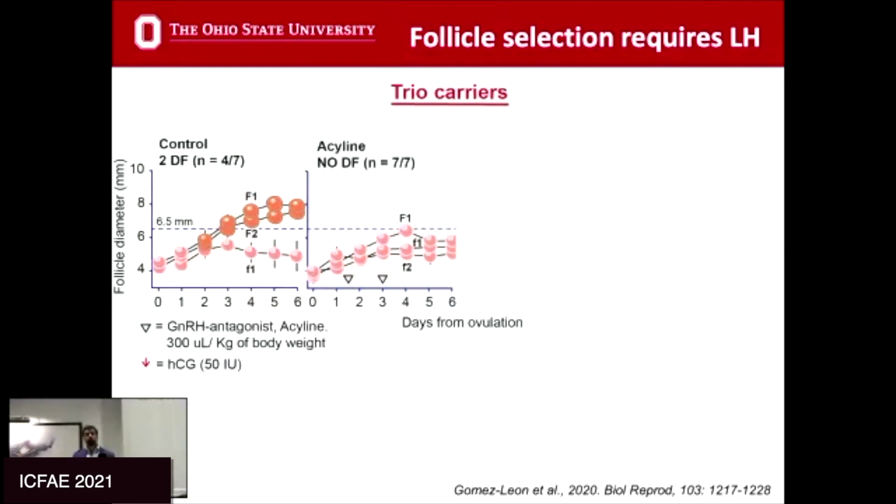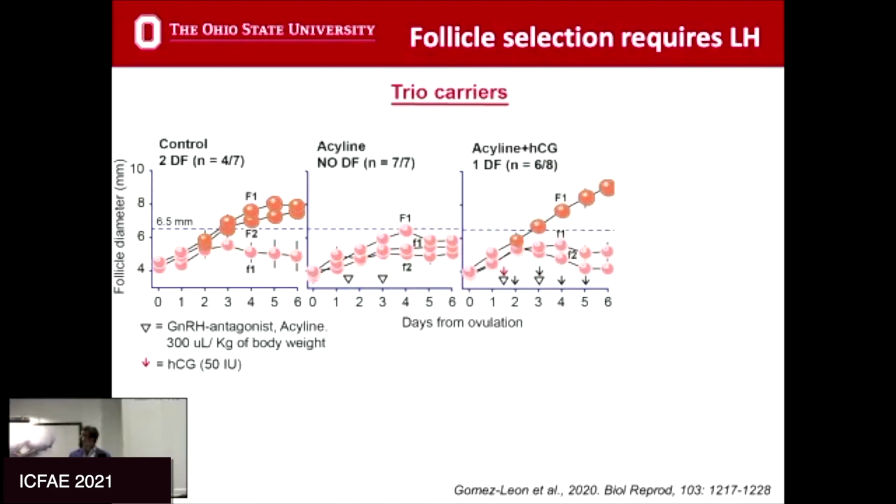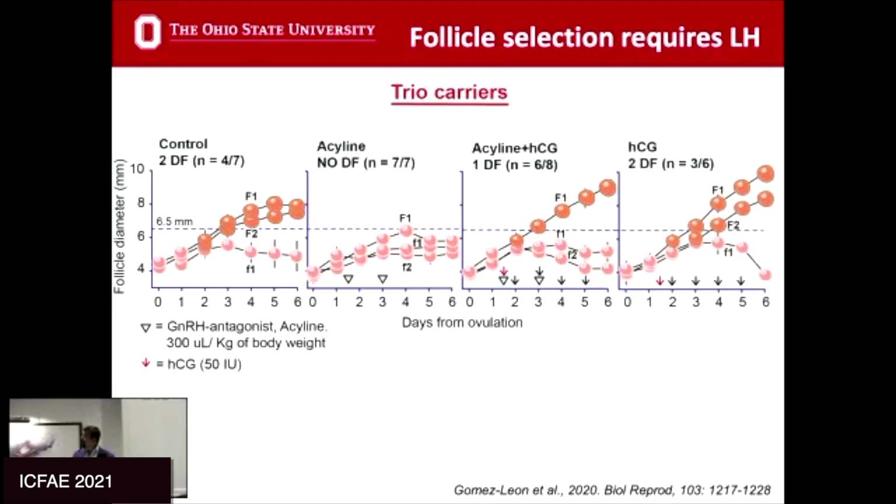When we gave acyline, just like in the controls, we prevent diameter deviation, we prevent selection of a dominant follicle, and the maximal follicle size attained is 6.4 millimeters, which, if you remember, is what we had calculated in one of the first studies for when diameter deviation occurred in trio carriers, so much smaller than in the single ovulating animals. When you look at the acyline plus hCG, just like in the control group, we were able to restore diameter deviation and selection of dominant follicles at a similar time. However, the surprising part was that 6 out of 8 of the animals actually selected only 1 dominant follicle, which was very interesting.